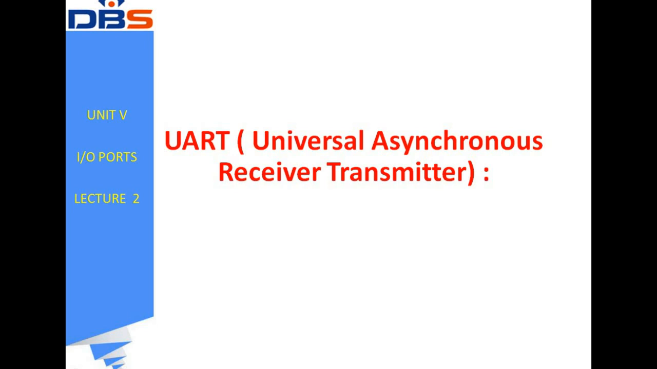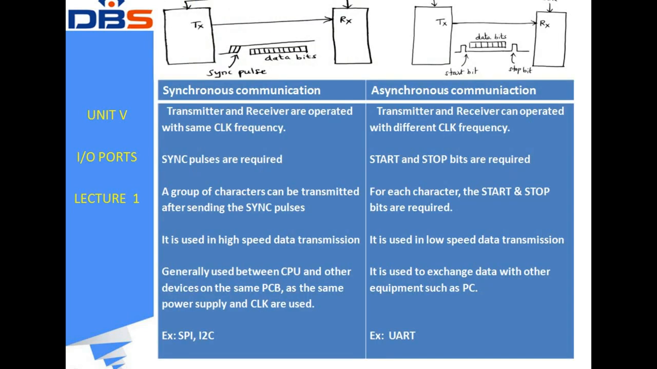In the fifth chapter, today we are going to discuss the UART. So what is UART? Universal Asynchronous Receiver and Transmitter. In the previous session I have already told you that it is an asynchronous serial communication. In the asynchronous mode, data is transmitted and received with different clock frequencies, and for the transmission of each and every data bit it has to enter start and stop bits, and it is used for low data transmission.